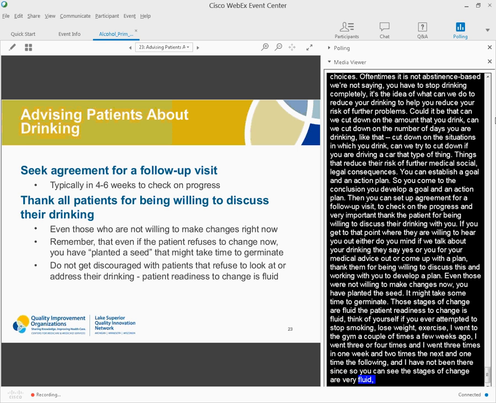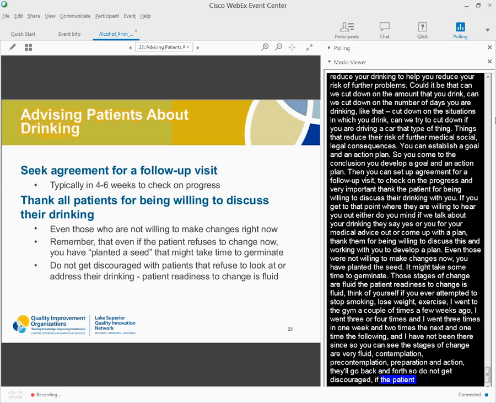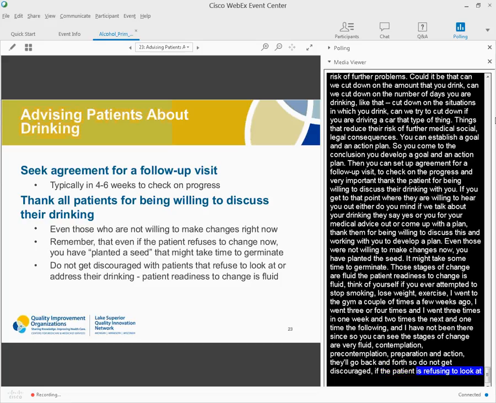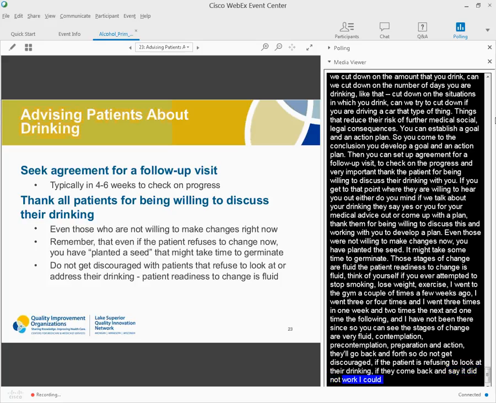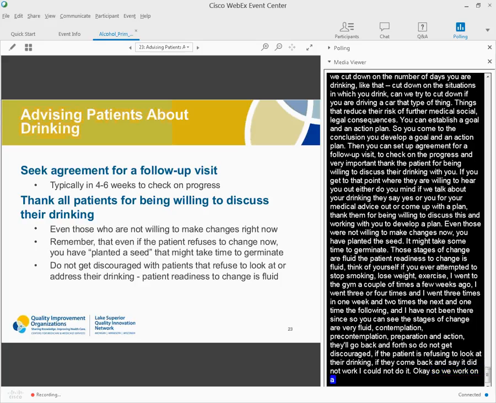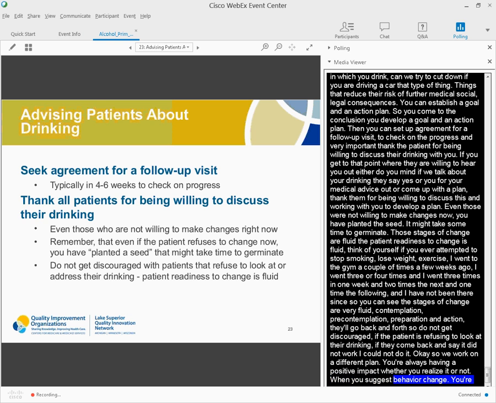So don't get discouraged if the patient is refusing to look at their drinking. If they come back in their follow-up visit and say, hey, doc, it didn't work, I couldn't do it. Okay, so we work on a different plan. Maybe we try the same plan again, or come up with a different plan. You are always having a positive impact, whether you realize it or not, when you suggest behavior change. You are always having a positive impact. Okay, and don't be discouraged.